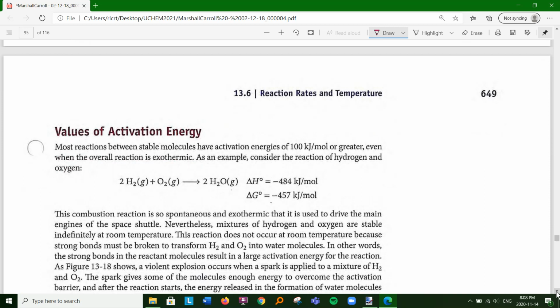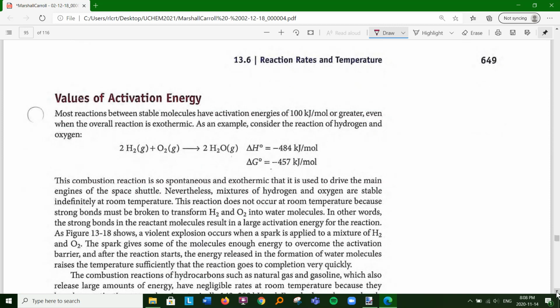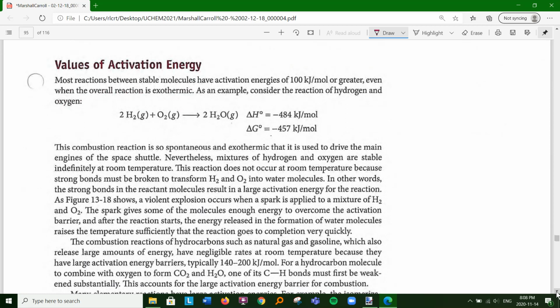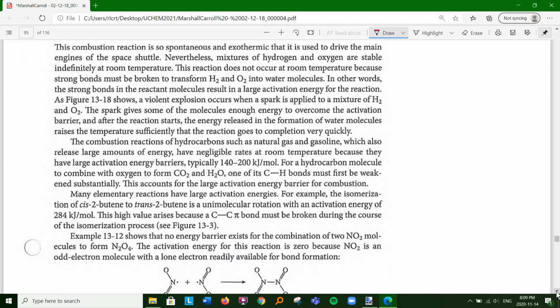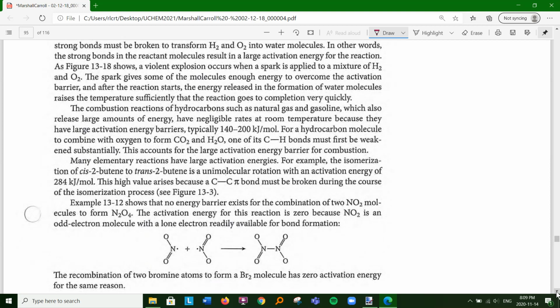Most reactions have activation energies of around 100 kilojoules per mole, or greater when the reaction is exothermic. And hydrogen and oxygen, well, they can sit pretty and not react at all because of the strong bonds that have to be broken to transform hydrogen and oxygen into water molecules. Strong bonds result in a large activation energy. Now you'll get the explosion when a spark is applied to a mixture of hydrogen and oxygen. The spark gives some of the molecules enough energy to overcome the activation barrier, and after the reaction starts, whatever energy is released as water molecules form raises the temperature sufficiently, and the reaction keeps on going.